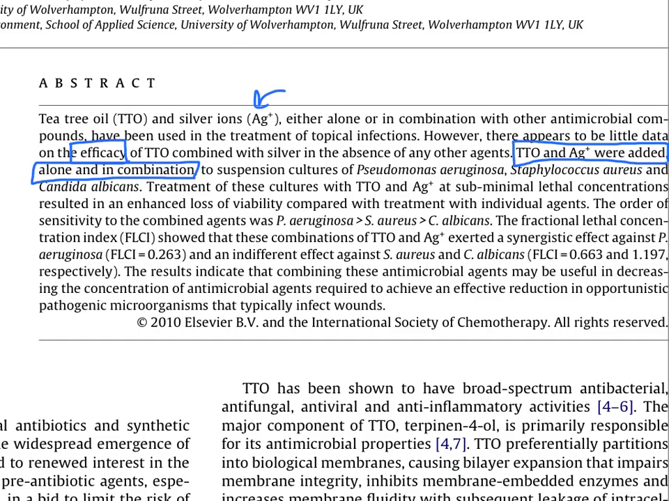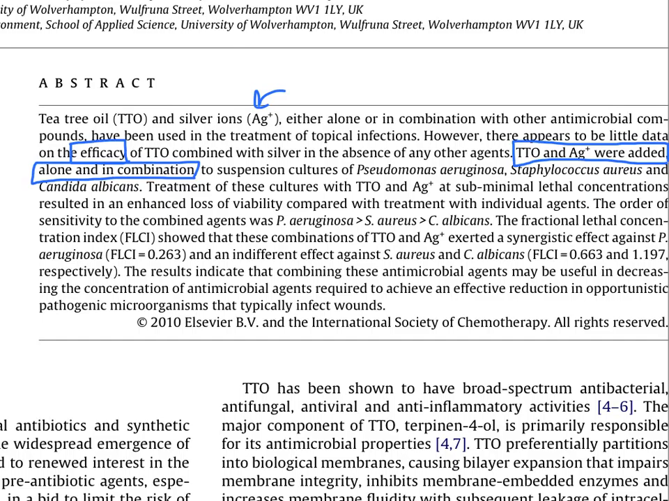Do you think they did one without tea tree oil or silver? What do you call that? It's a control group. So they would have done 4 conditions here. They did tea tree oil, silver, tea tree oil and silver, and no additional antimicrobial at all. So 1 independent variable for 3 different tests, 1 control.